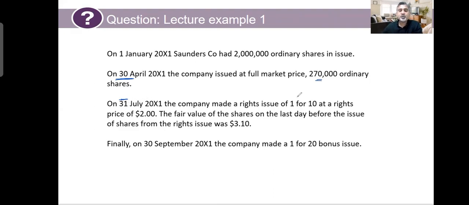The company made a rights issue of 1 for 10 at a rights price of $2. The fair value of the share on the last day before that was 3.1. So the market price was 3.1, and we are giving a 1 for 10 rights issue at $2. And on 30th September, the company made a 1 for 20 bonus issue. So 3 events happened in this one question. One, you gave shares at full market value, FMV, then you gave a rights issue, and last of all, you made a bonus issue. So 3 things we need to calculate. The last one will always be challenging.